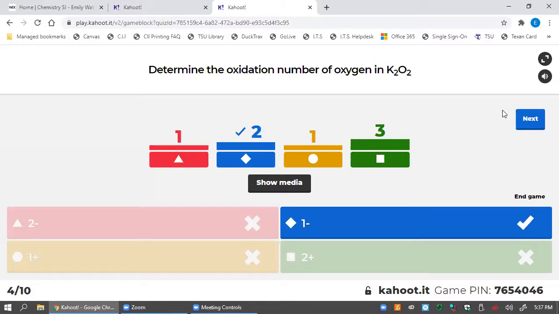And we have 2 of them. So we have a positive 2 that we're working with. We need it to be neutral. How do we turn a positive 2 into 0? Subtract 2. So now we have a negative 2, but that's our total for 2 oxygens. We only need 1 oxygen. So you divide that negative 2 by 2, and you get negative 1.